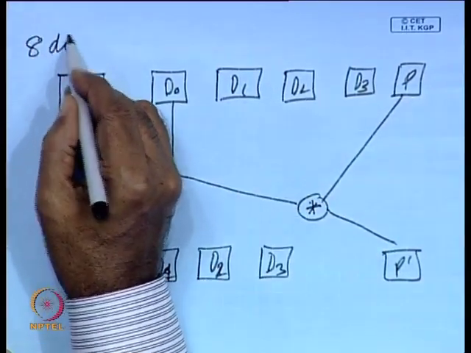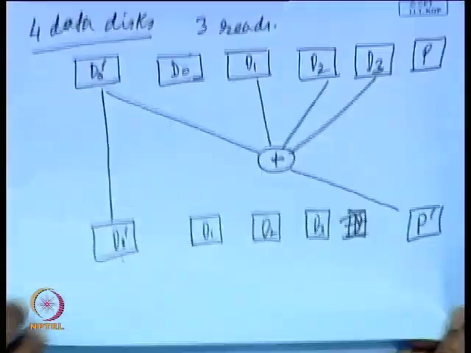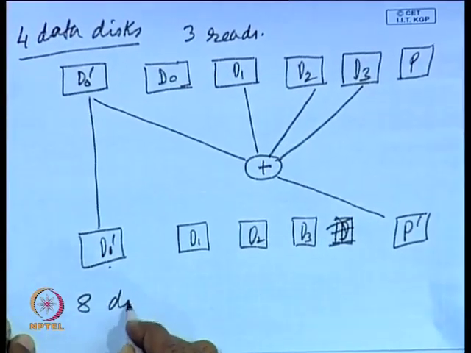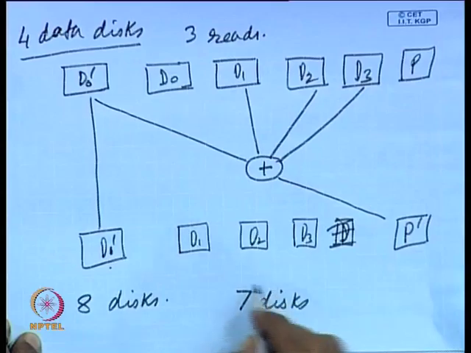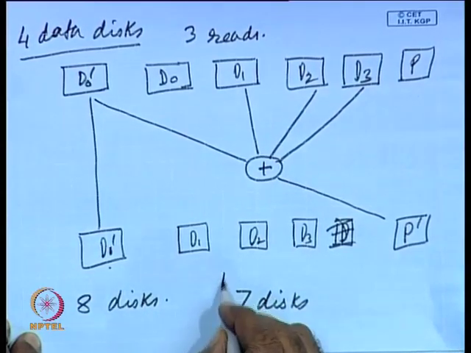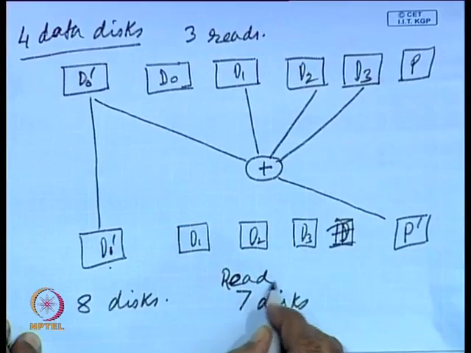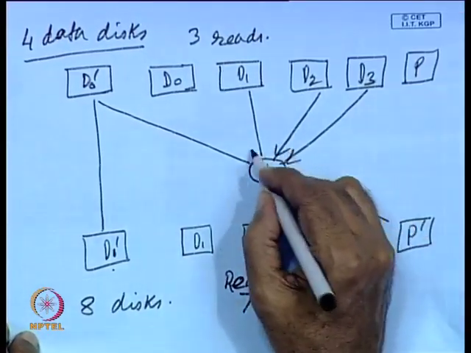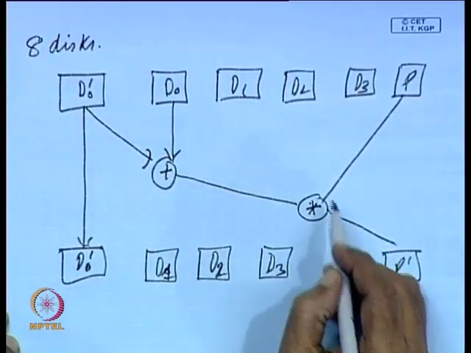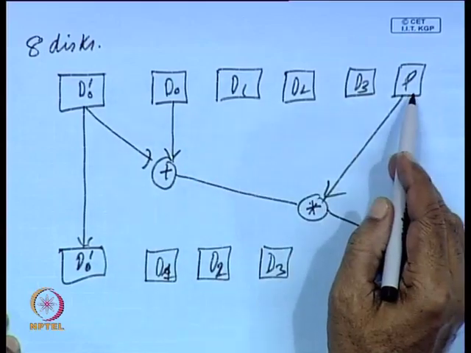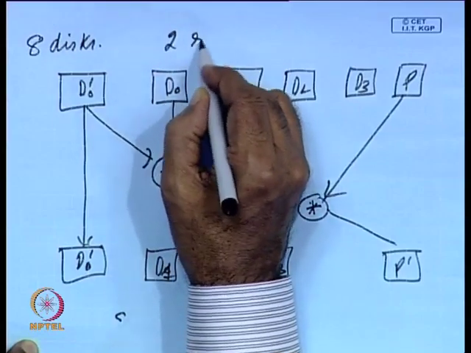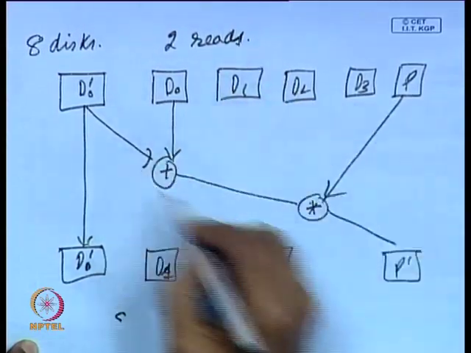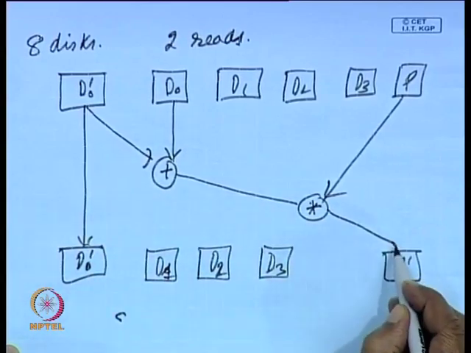but whenever you have got 8 disks, in the previous case your requirement was, if you had 8 data disks, then you had to read from 7 disks, you have to read 7 data disks. But whenever you use this particular scheme, you can see you have to read only 2 disks, number of reads is reducing. Even when you have got 8 disks, you will require only 2 reads by this enhanced scheme, and you can calculate the parity.